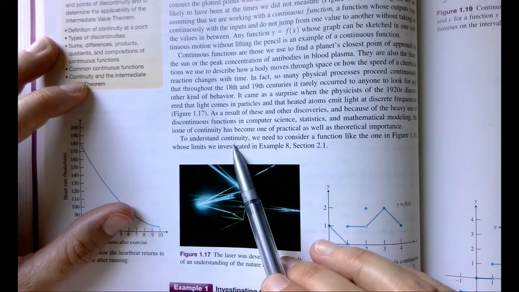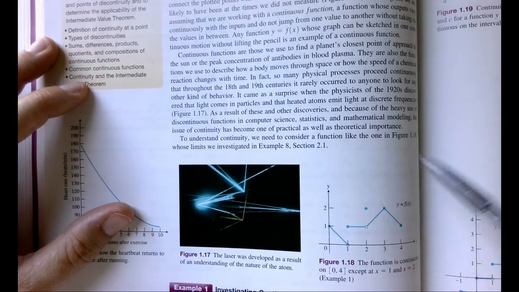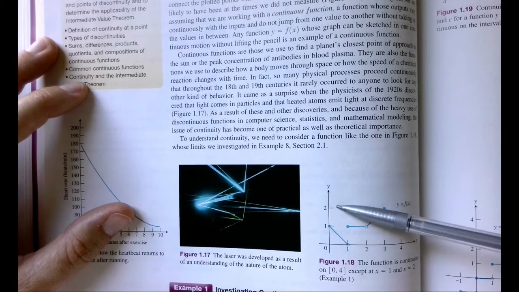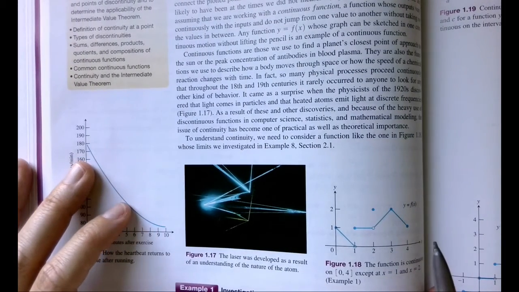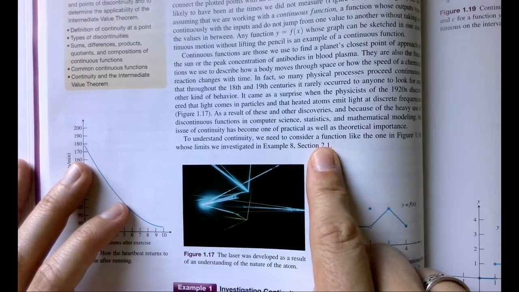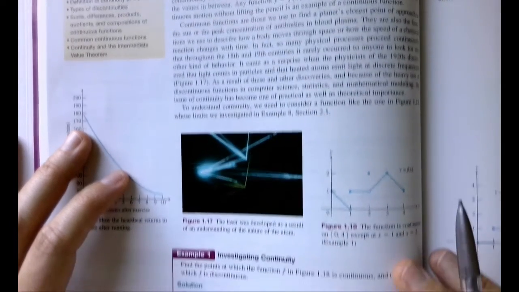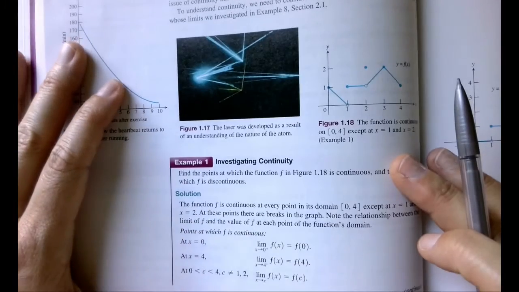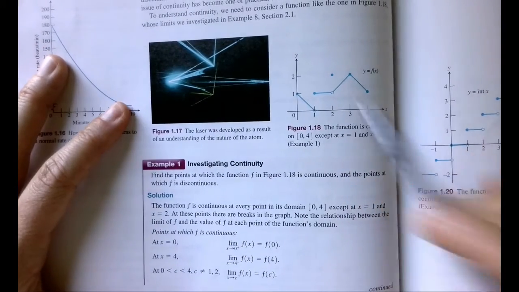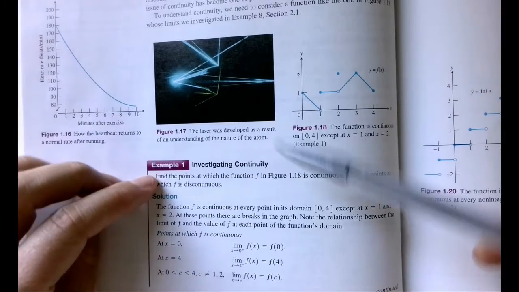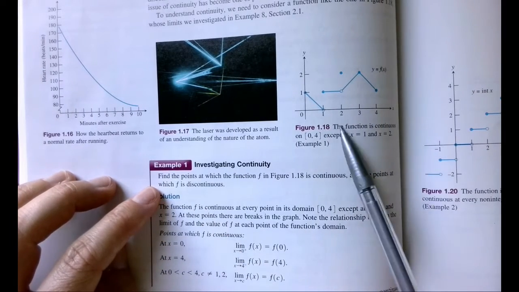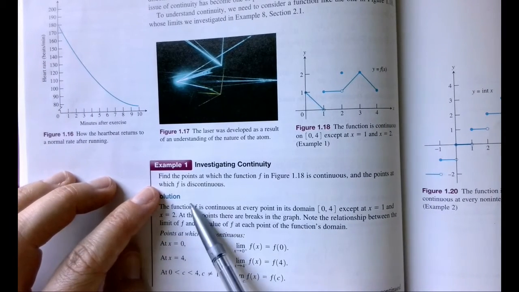To understand continuity, we need to consider a function like the one in figure 1.18, whose limits we investigated in example 8 of section 2.1. That's probably a typo. I think they mean 1.1. Alright, so let's look at this graph here. We've looked at this before, and in doing so, we practiced finding the limits. So let's look at our example and see through discovery if we can understand what continuity really means.